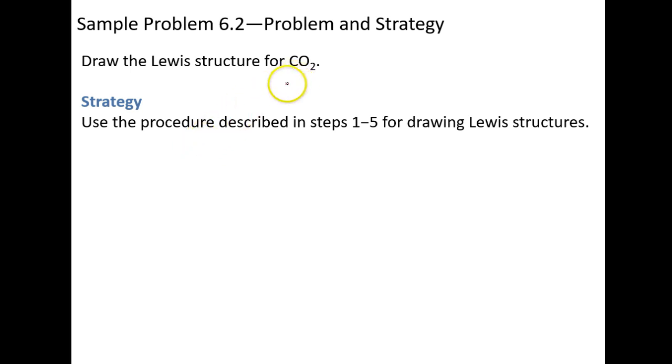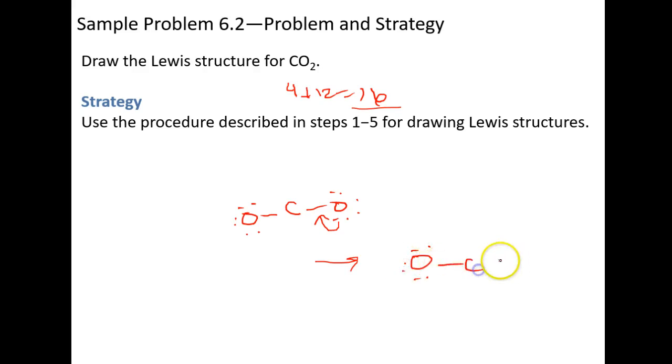So CO2, carbon has 4, each oxygen has 6, so that's 12. This equals 16. There's an important concept in here. So notice you have 8 on each one, so a total of 16. All right, I don't have any left over, and notice my central atom is not octet, so I gotta make coordinate covalent bonds. So one of these lone pairs will go in here, okay, to make a double bond. I still have 2 lone pairs. It doesn't really matter where you put the lone pairs.